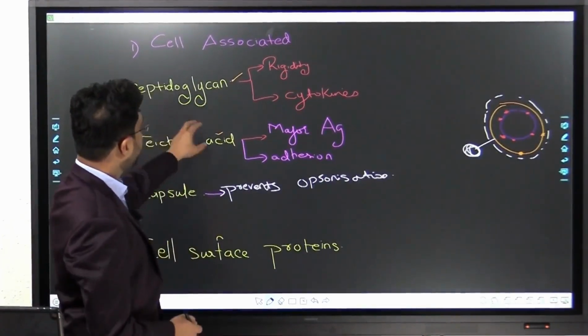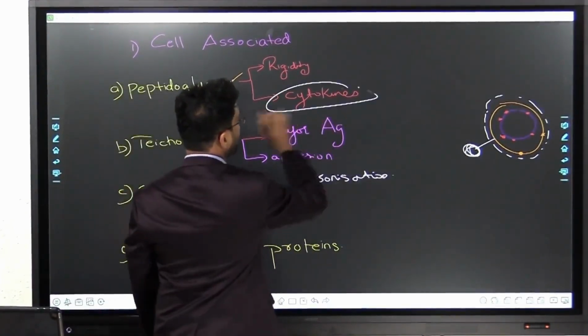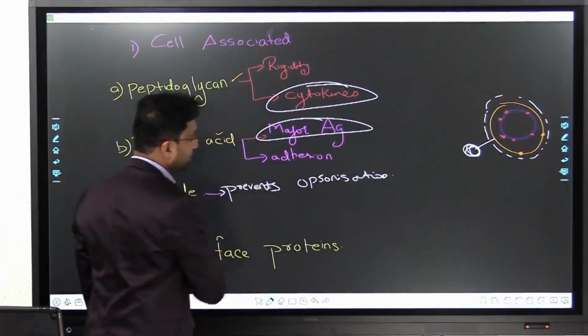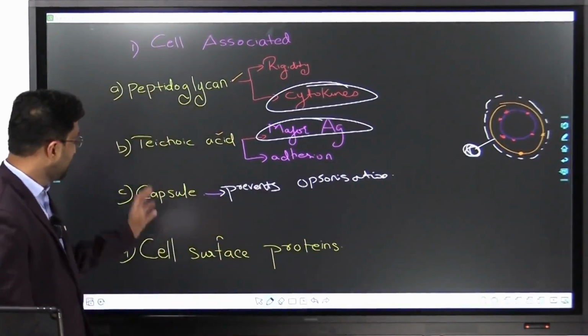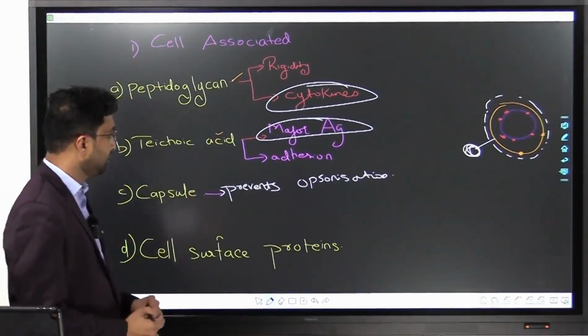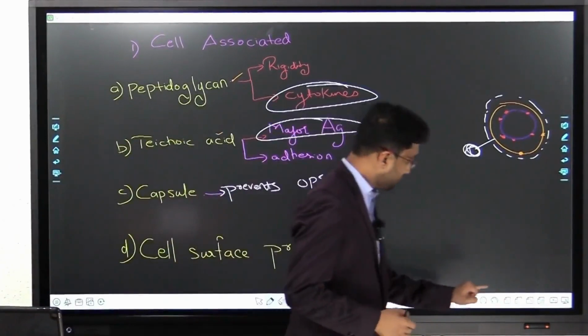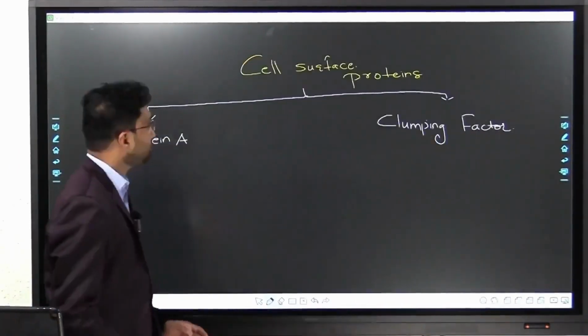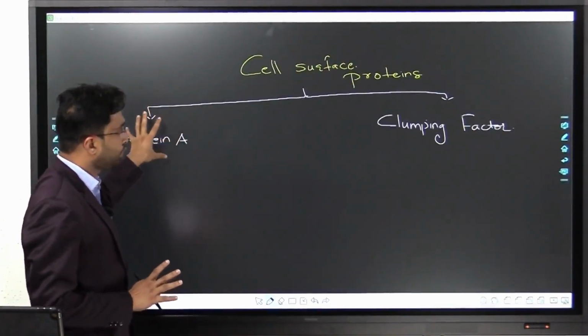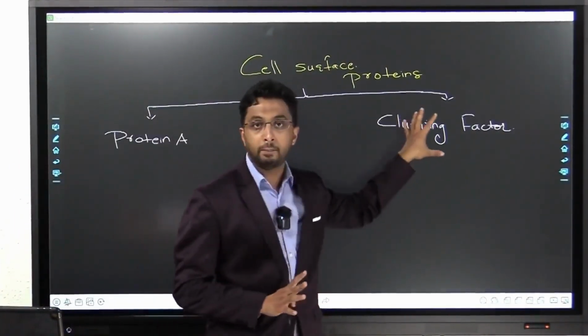Peptidoglycan is very important in cytokine production and cell rigidity. Teichoic acid is a major antigenic determinant and helps in adhesion. Capsule prevents opsonization. Cell surface proteins is the next topic of interest. There are two very important cell surface proteins: one is protein A, the other is clumping factor.